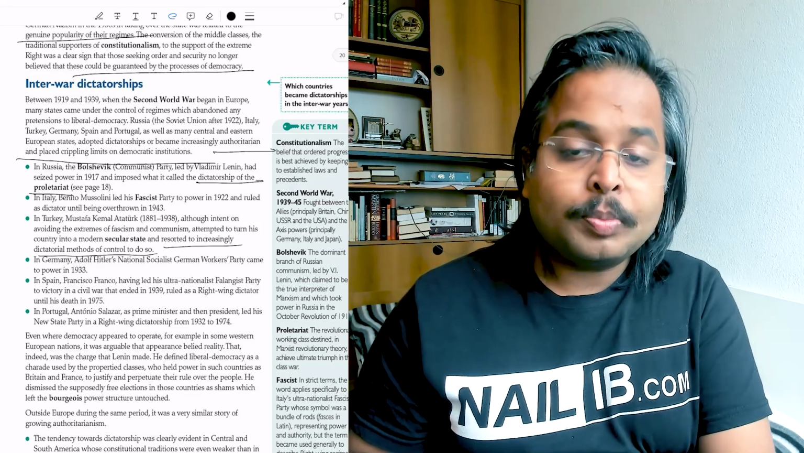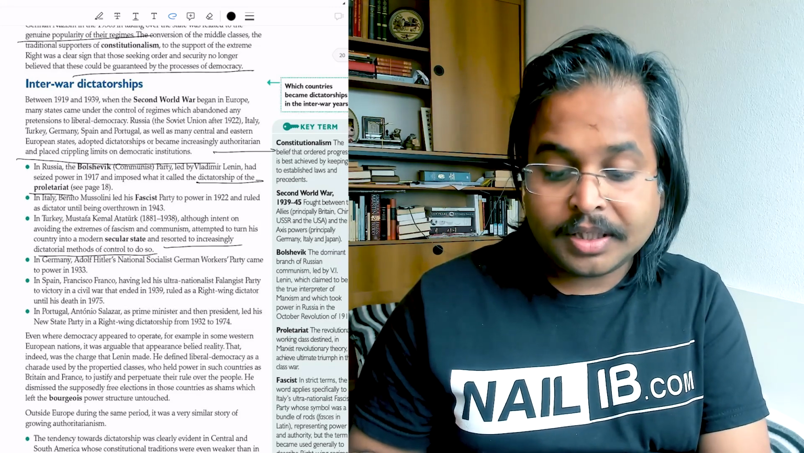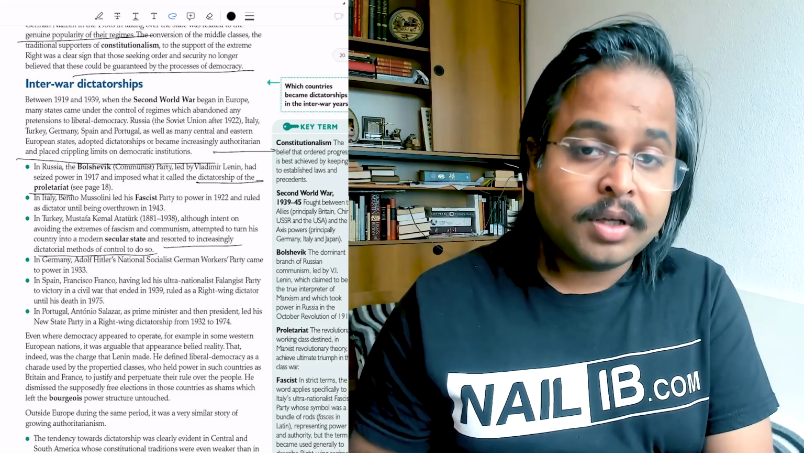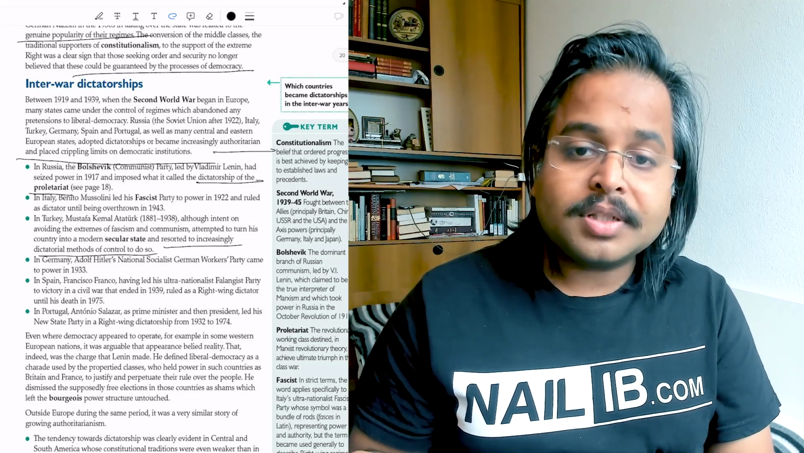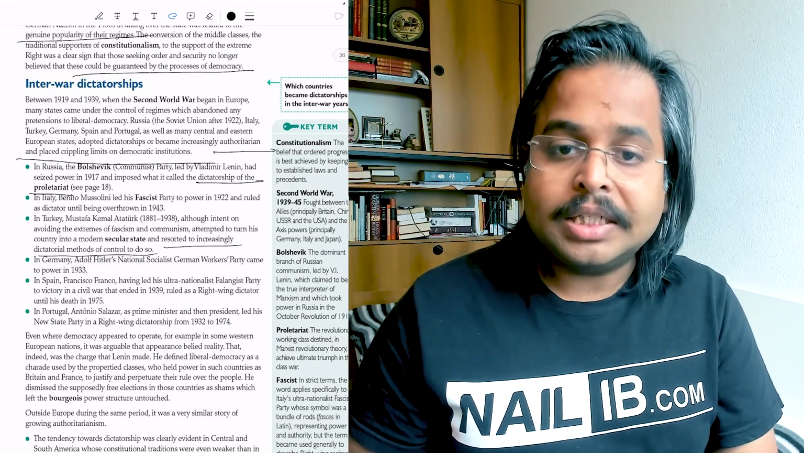In Germany, Adolf Hitler's Nationalist Socialist German Workers' Party came to power in 1933. In Spain, General Francisco Franco, having led his ultra-nationalist Falangist party to victory in civil war that ended in 1939, ruled as a right-wing dictator until his death in 1975. So he outlives all his other compatriots such as Hitler, Mussolini, even Stalin, and he's alive till 1975.